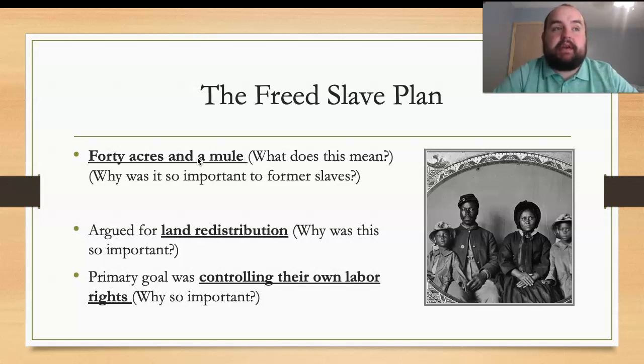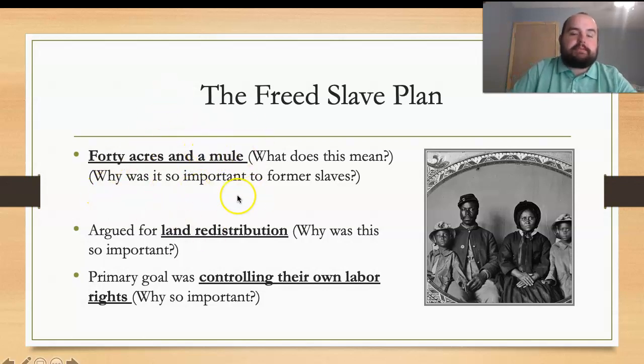The phrase originally comes from Sherman and his troops giving this idea to freed slaves in Texas, that every freed slave that supported the Union would get their own 40 acres of land and have access to their own mule. Why would this maybe be so important to slaves? Think about what their condition was like under slavery.